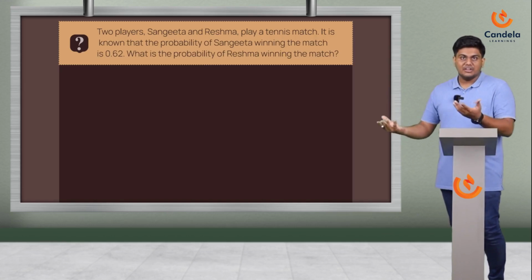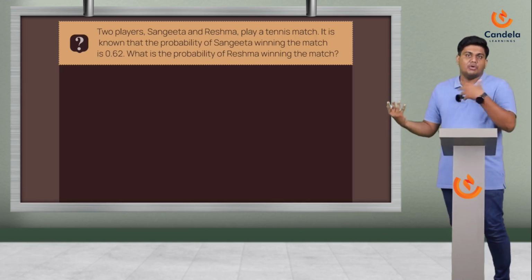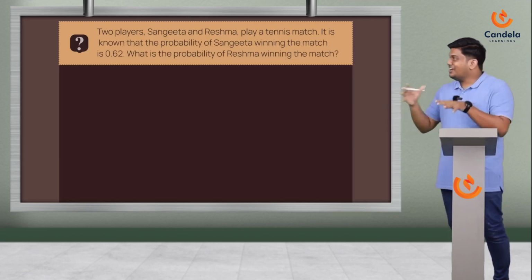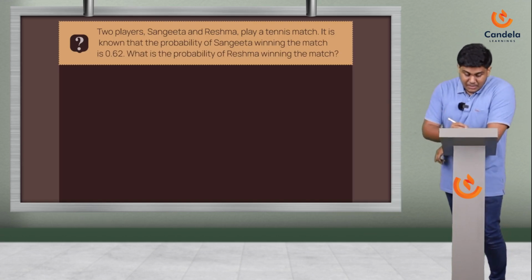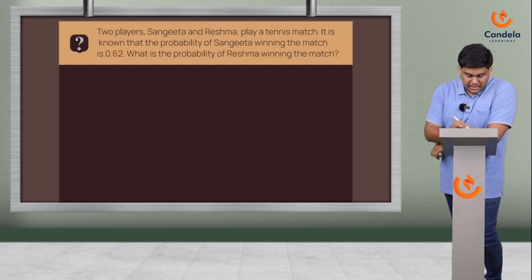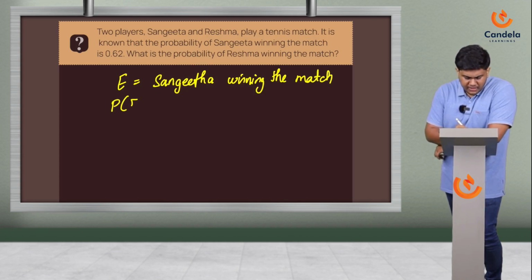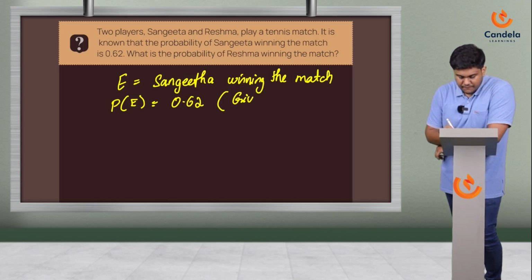Okay, the total probability is what? One person is having 0.62. I mean, what would be the probability of the other person? It will be 1 minus 0.62. Simple, but let's put it in the terms that we've learned today. The probability of the event that is given, that is our E, will be Sangeeta winning the match, right? Yes. And what is P of E that is given? It is 0.62. This is given.